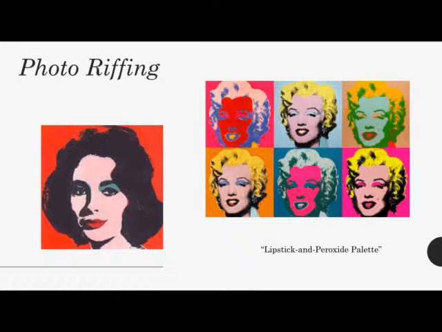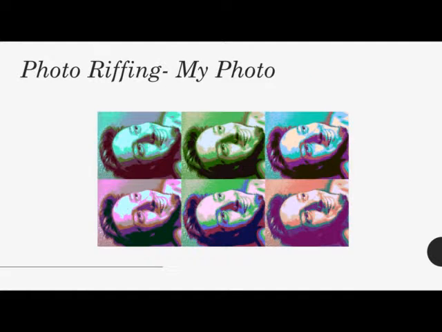Now, for my photo riffing, I decided I was going to go off of the portraits that he made during his pop art movement, kind of going into the lipstick and peroxide palette and the simplification and mass production of society and people in society. While I don't know anybody famous personally, I decided my roommate would be a perfect person for this because when you take someone and put them in a collage of pictures in Andy Warhol's style like this, it simplifies it. It makes it beautiful because it's a simple person in a completely new sense.